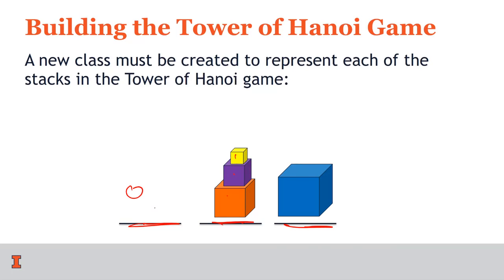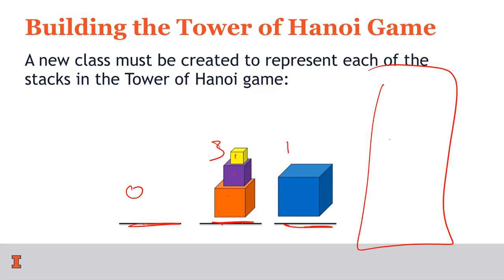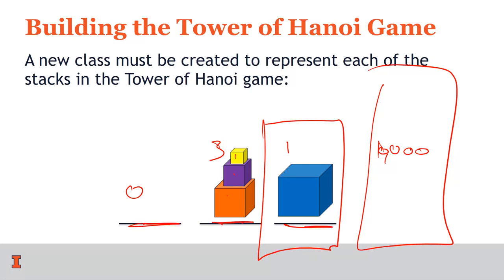There may be 3 cubes. There may be 1 cube. And who knows, we might expand this game and there may be 10,000 cubes here in this last stack. We don't know. So because we don't know, an array or a vector in C++ is a great way to represent this.